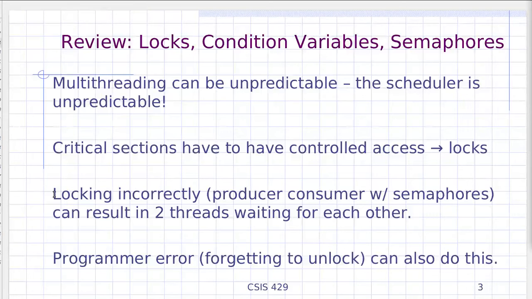And we also saw that you can have problems. You can lock things incorrectly, like we saw in the previous lecture. If you have the producer-consumer problem with semaphores, you can have the situation where two threads are waiting for each other and they wait forever, and that's called deadlock. It's also interesting to note that you can inadvertently set up a deadlock situation just by forgetting to unlock. That's very simple and very easy to do, but you don't want this in your code. So as a result of programmer error, you can get deadlock in your code.